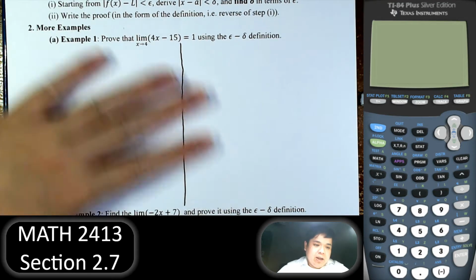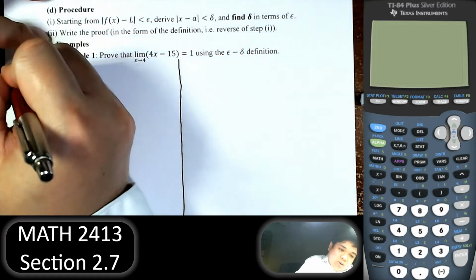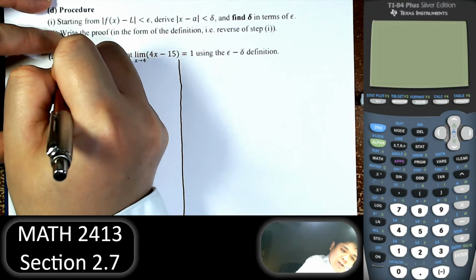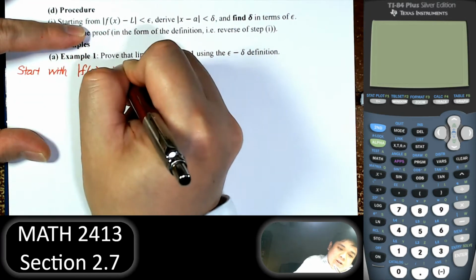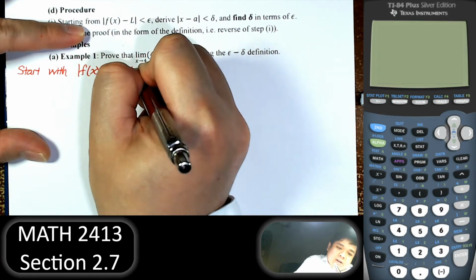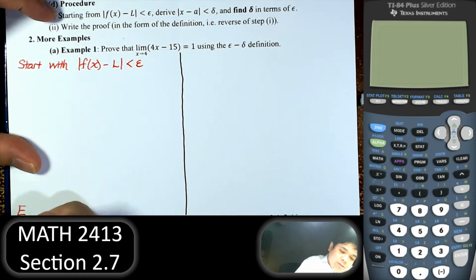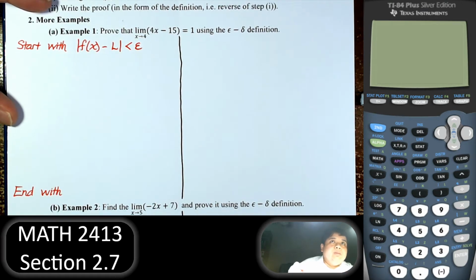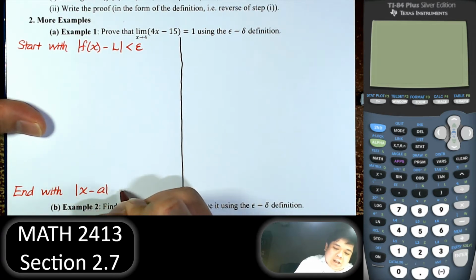Right, now, we start with this. So let's just follow that exactly. So we start with |f(x) - L| less than epsilon, and we end with |x - a| less than delta.